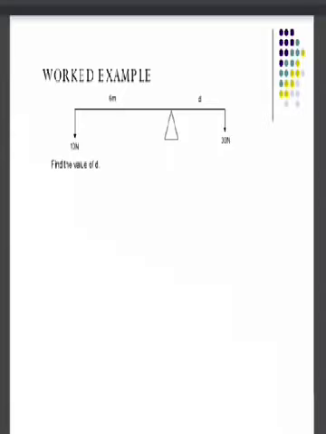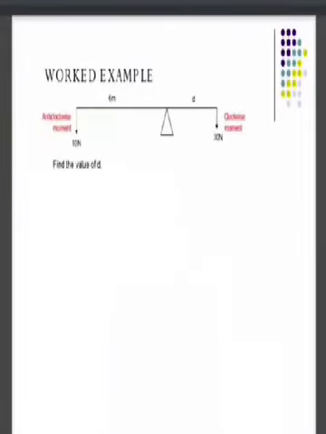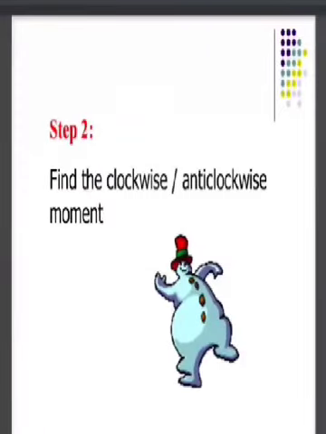So what are the steps? We will find what are the forces that will give rise to clockwise and anti-clockwise moment. So with respect to the fulcrum, that is the triangle, 30 will go down, so it will make a clockwise moment, and 10 will go anti-clockwise, so it will give rise to anti-clockwise moment. So we identified the forces which give clockwise and anti-clockwise moment. Now let us find the moment of it.